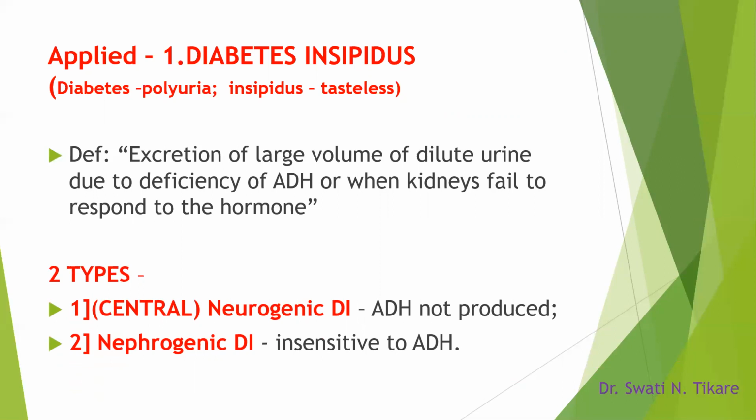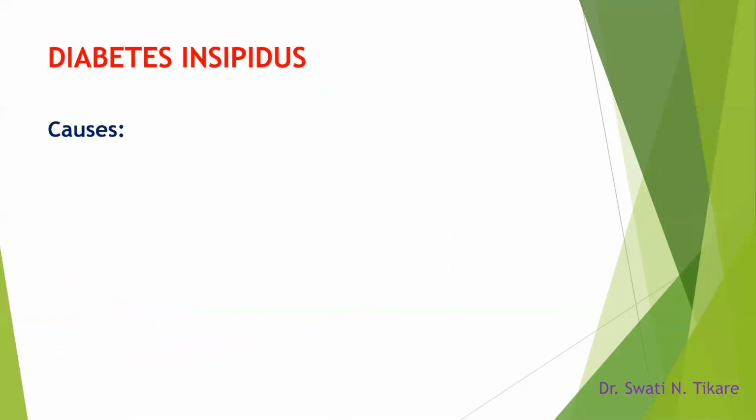There are two types of diabetes insipidus. Central or neurogenic diabetes insipidus, where the ADH is not produced, there is no synthesis of ADH at all. Second category, where ADH is produced, but the kidney does not respond to it, which we call nephrogenic diabetes insipidus, insensitive to ADH. So these are the two, neurogenic and nephrogenic.